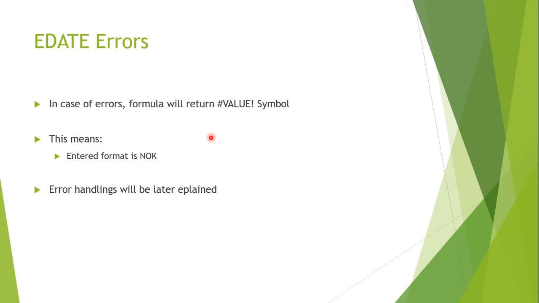In case of errors, the formula will return the #VALUE! symbol. This means that our data format is not entered correctly. Maybe the month is not okay, or maybe the start date is not okay. Error handling will be explained later.